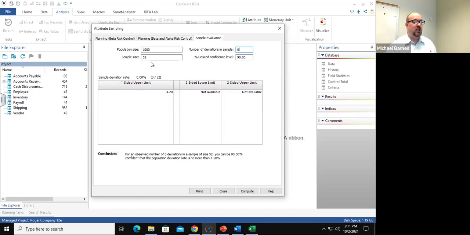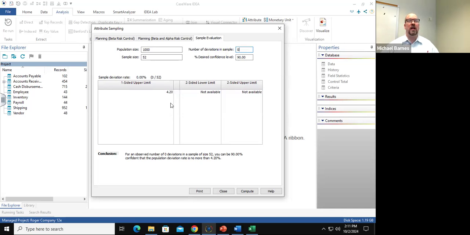Because out of 52 items, we notice 0 deviations. Does that mean that there are 0 deviations out of all 1,000 items? No, it means that we expect there's probably between 0 and some percentage. And IDEA is telling us that the highest we could likely see, the most likely scenario, is 4.2. So between 4.2 and 0 is probably the range we're looking at. So as long as our tolerable deviation rate is above 4.2, we're fine, because this is the maximum we can see in the population.